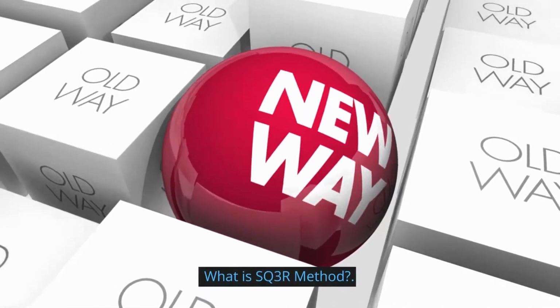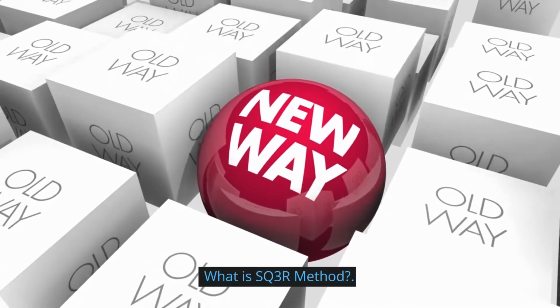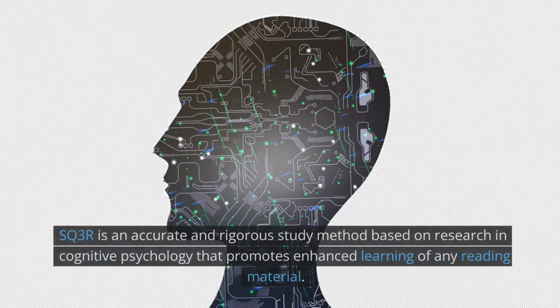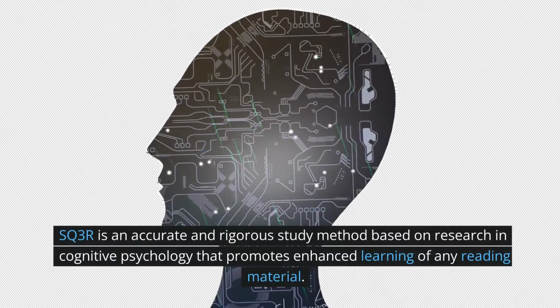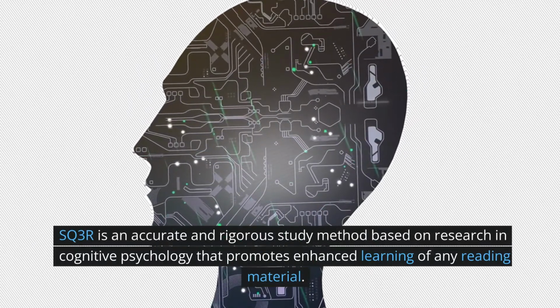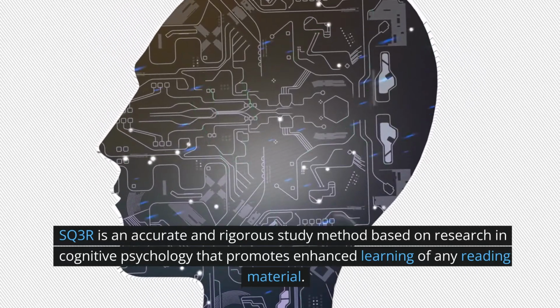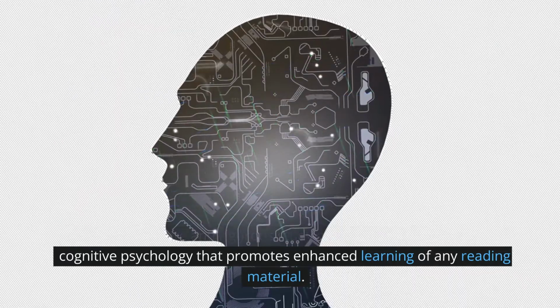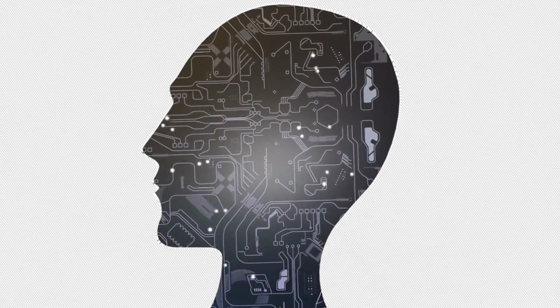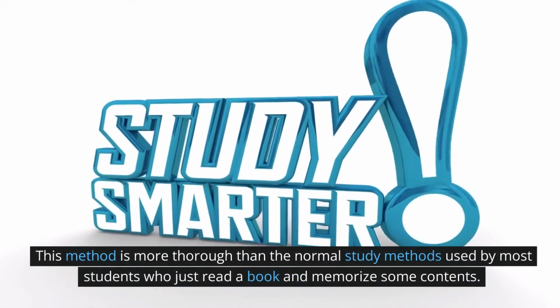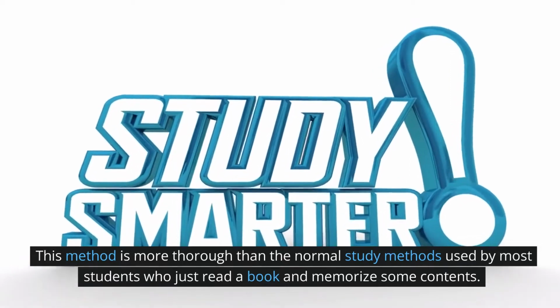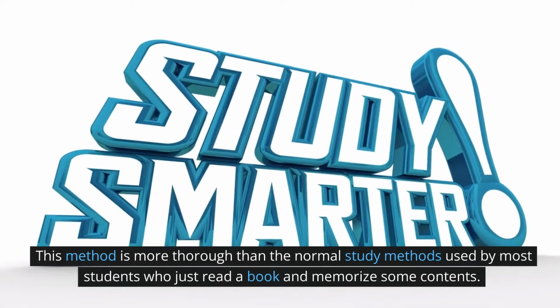What is the SQ3R method? SQ3R is an accurate and rigorous study method based on research in cognitive psychology that promotes enhanced learning of any reading material. This method is more thorough than the normal study methods used by most students, who just read a book and memorize some contents.